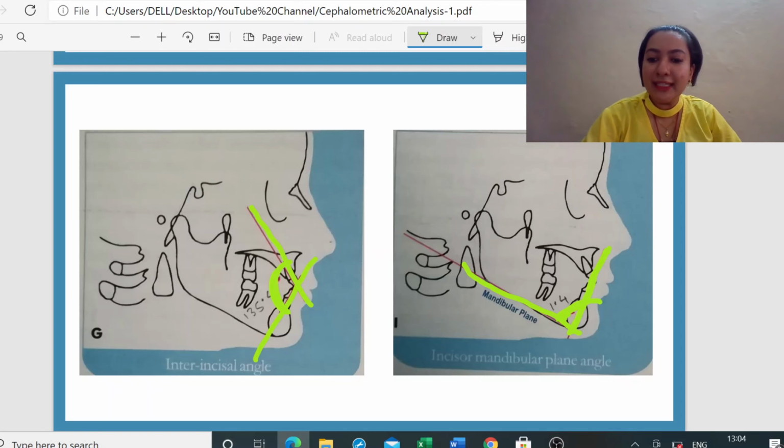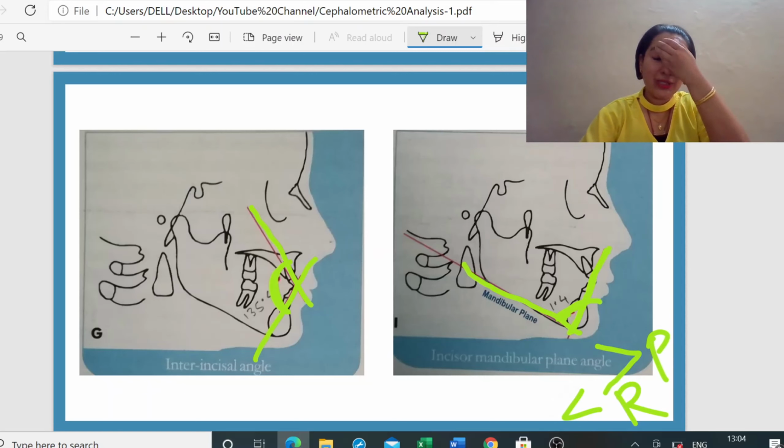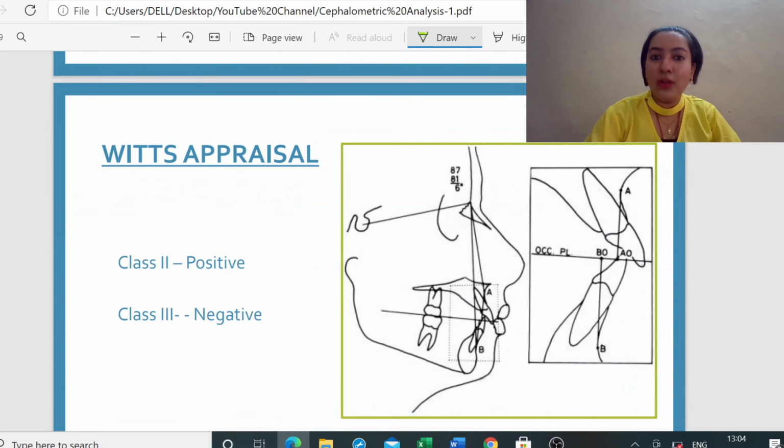Okay, so an increase in incisor mandibular plane angle is representative of proclination, and a reduction means they are retroclined. So this is how you have to interpret each and every parameter. So these were all the parameters which were given by Downs.